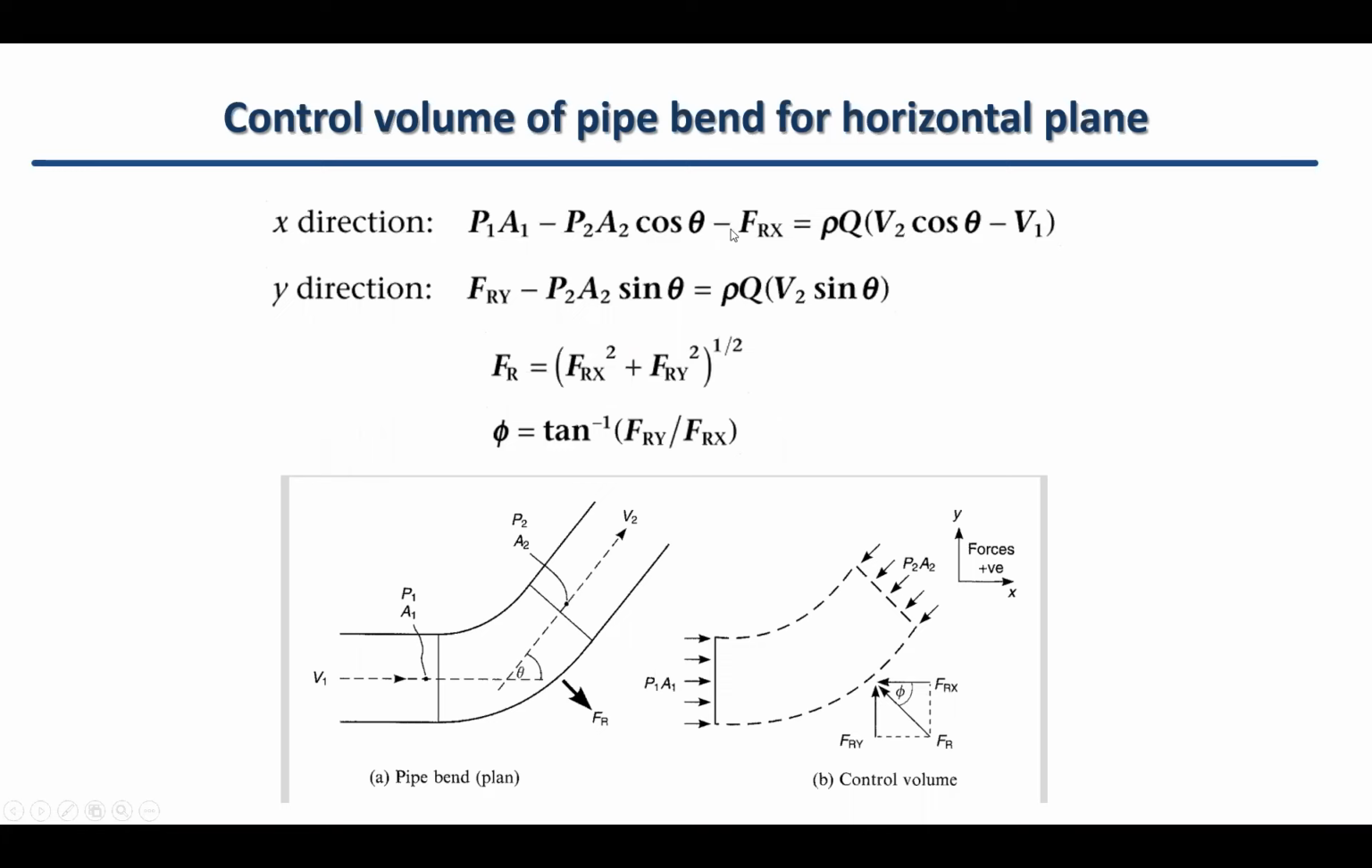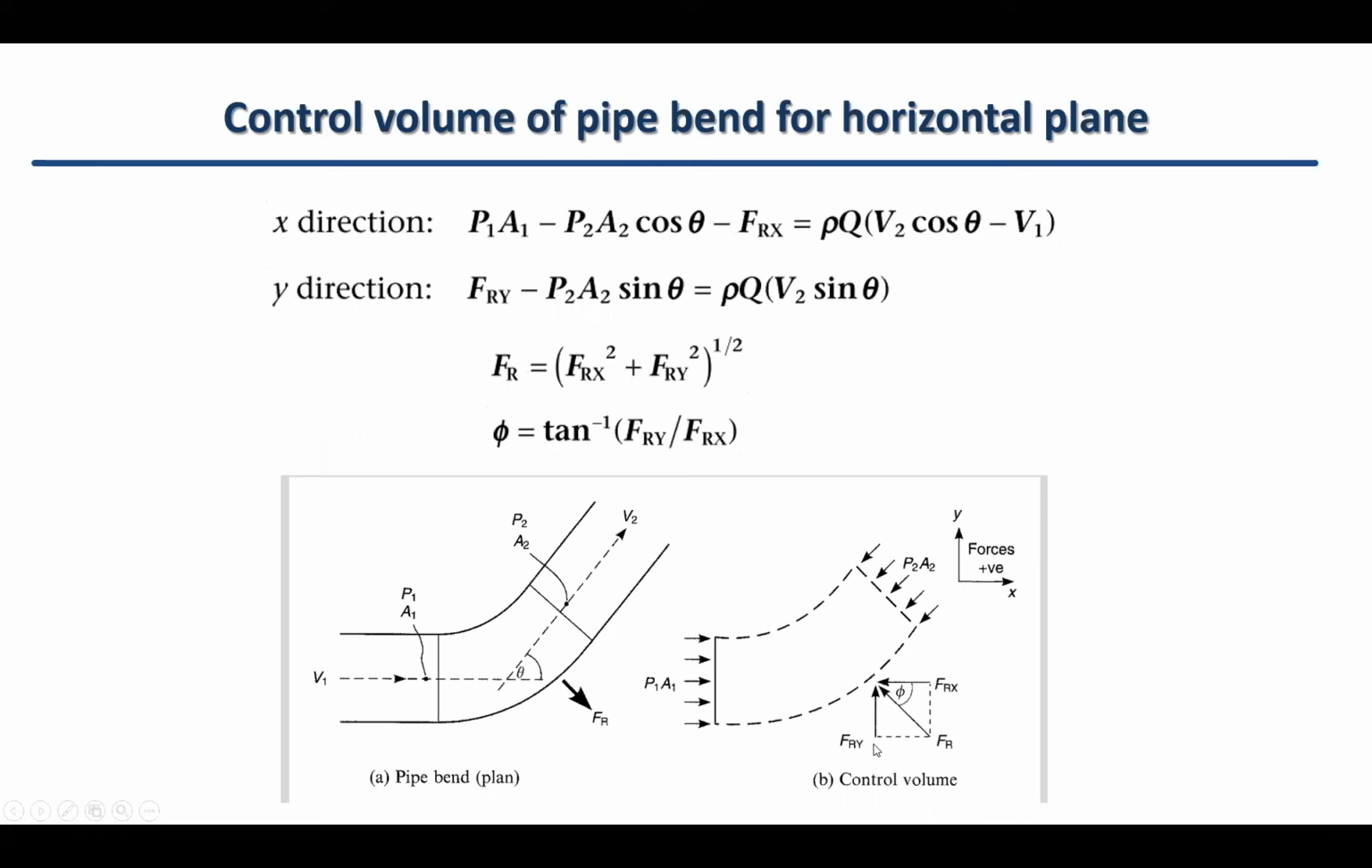So if we assign negative on the left hand side, on the right hand side we have rho q times V2 in the x direction. V2 has two components, x and y, exactly the same as the force. So for the component in the x direction, you multiply V2 times cosine theta, minus V1. V1 is in the x direction. You can write the same for the y direction.